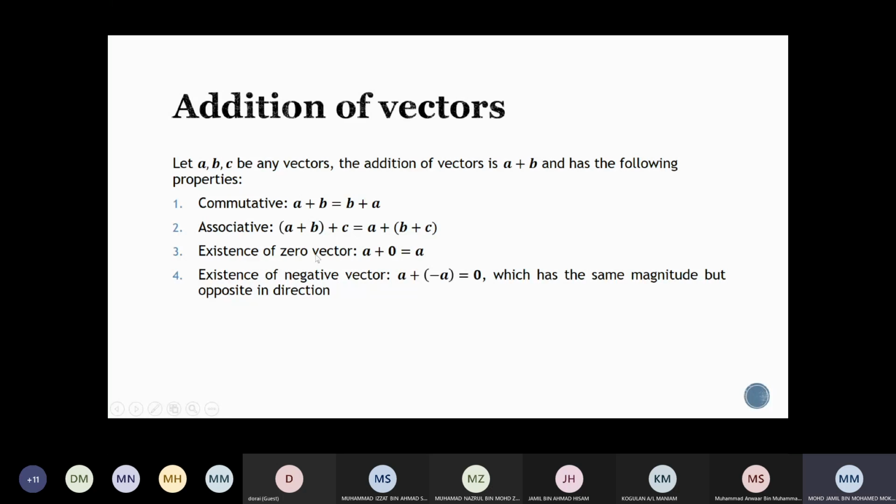There is a zero vector. If you add A plus a zero vector, you get A. Ada zero vector. You also have a negative vector. If A plus negative A, you get 0. Maksudnya negative A ni has the same magnitude, but direction dia opposite. So if you add two vectors, one going forward and the other going backward, but same magnitude, then you get 0.